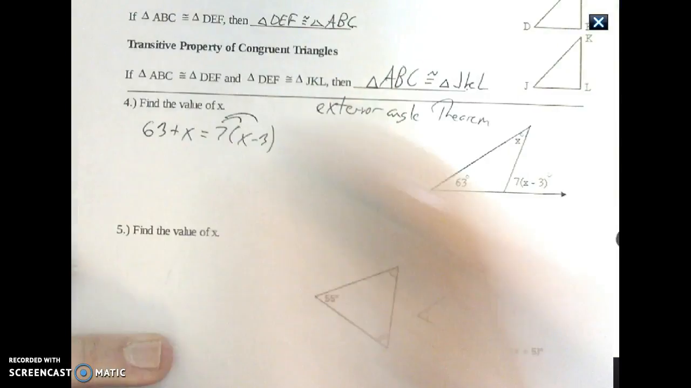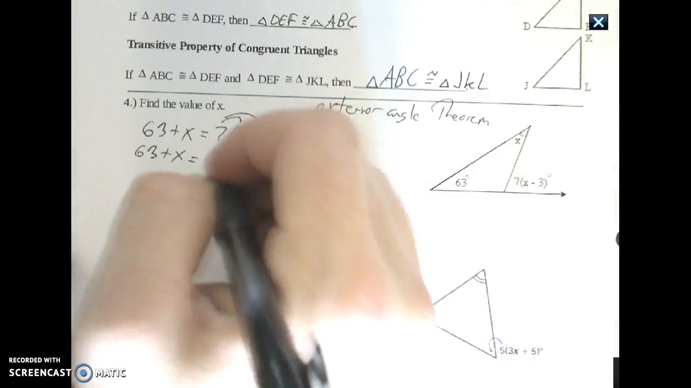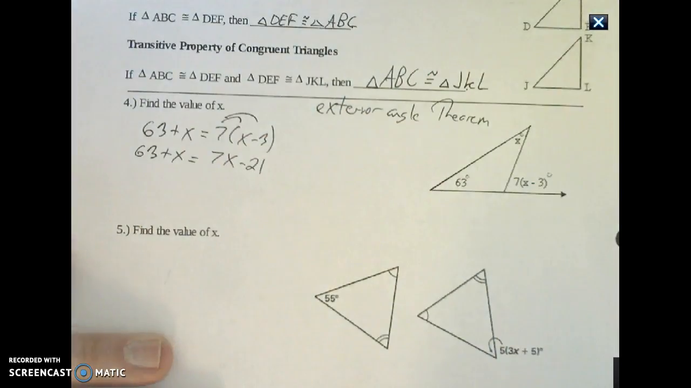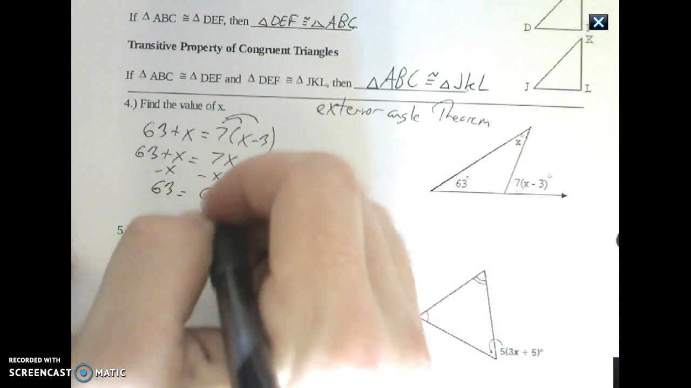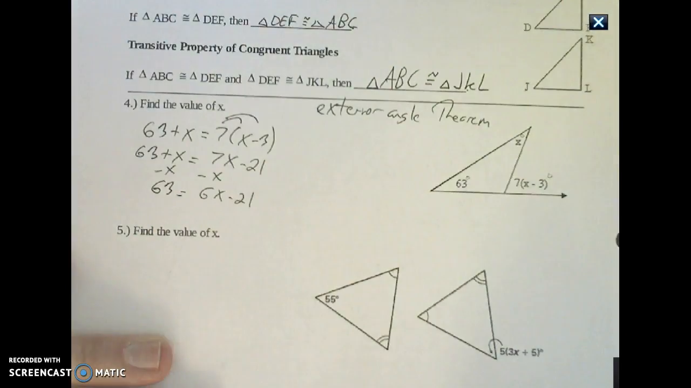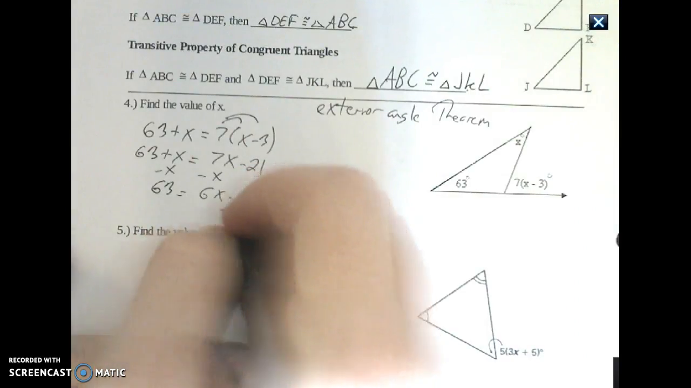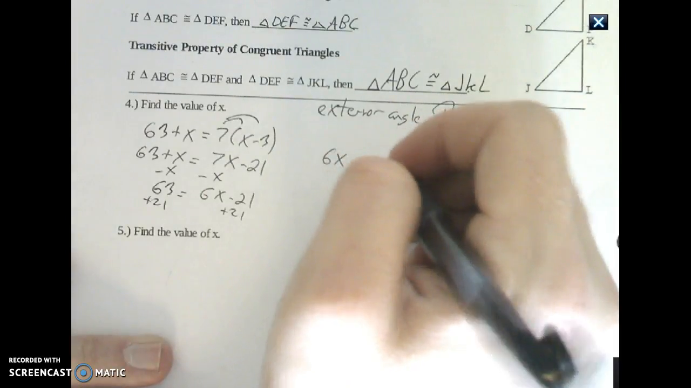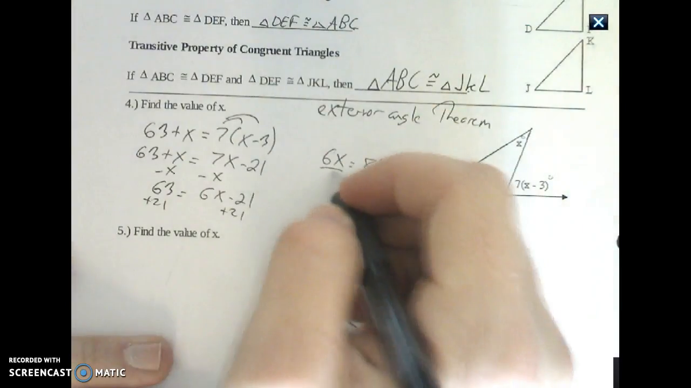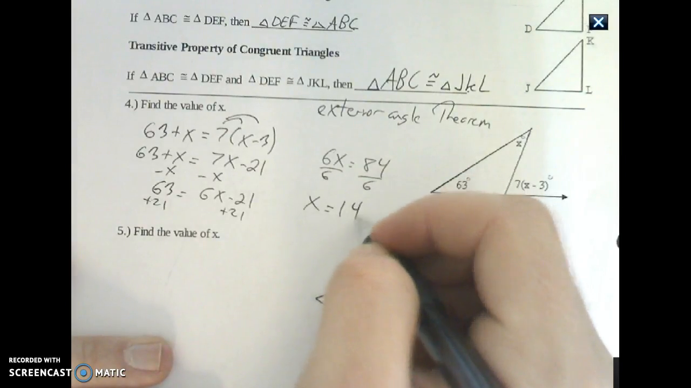I can distribute. So the 63 plus x on the left-hand side stays the same. On the right, 7x minus 21. I want all my x's on one side. Subtract x, subtract x. Okay, cool. I want that minus 21 over. Think about the opposite. Plus 21, plus 21. 6x then equals 84. Divide by 6. X equals 14.